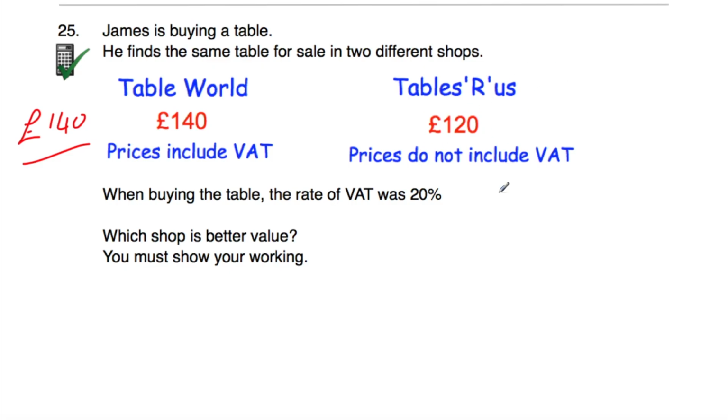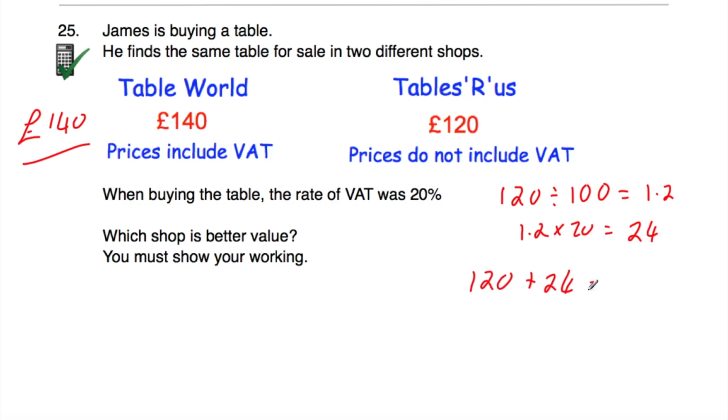So if we want to increase by 20%, we take the price, £120, and we divide that by 100 to find 1%, and that's equal to 1.2. Then if we take the 1.2 and multiply that by 20, that's equal to 24. That means the VAT is £24. So we need to increase it by £24. So if we take the 120 and add £24, that's equal to £144.